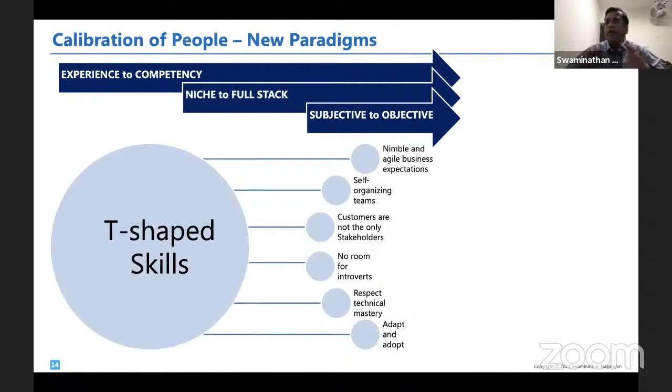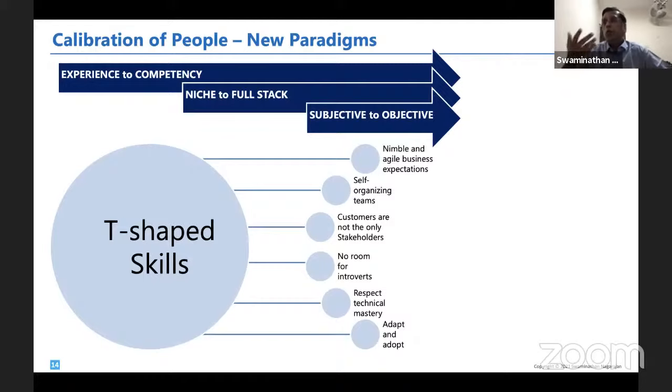Second, self-organizing teams. Today's teams do not directly need one manager to tell you what to do. It starts with the assumption that you are capable of doing it, right? As long as you know the objective we are trying to deliver, you can do that. Customers are not the only stakeholders. For example, your role may or may not require you to converse with the customer every day. But remember, you have to converse with your fellow team members. You will have to explain the business case to the program team members.